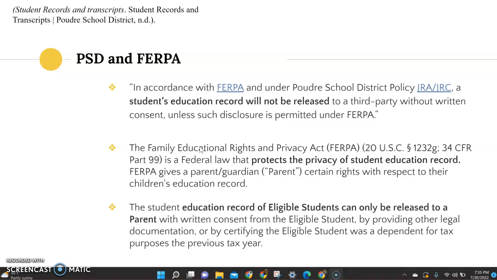The student education record of eligible students can only be released to a parent with written consent from the eligible student. So there's some information there. And again, there's a lot of information on how to access it all online.